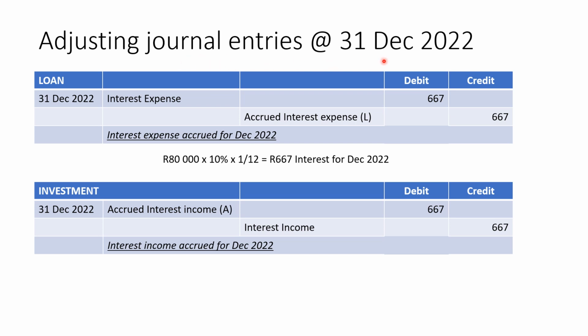So when interest is paid in arrears, you will always have an accrual for interest. If it's a loan, then you have an accrual for your interest expense. If it's an asset, you will have an accrual for interest income.